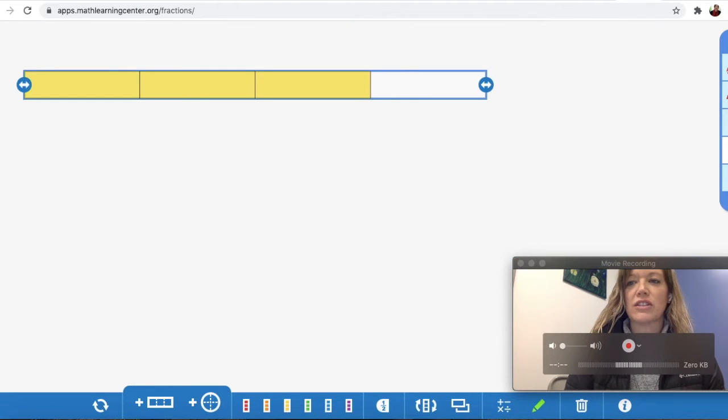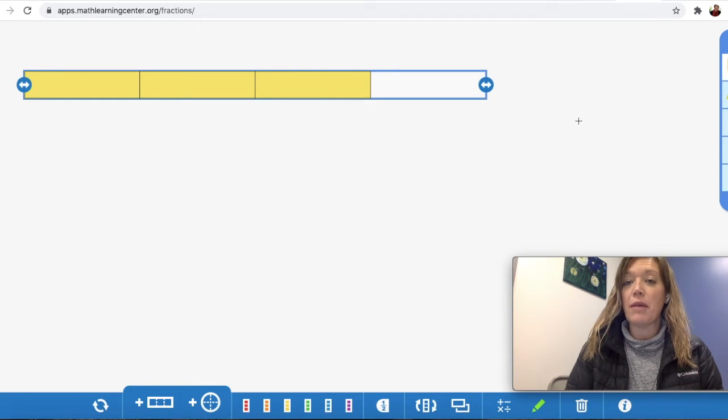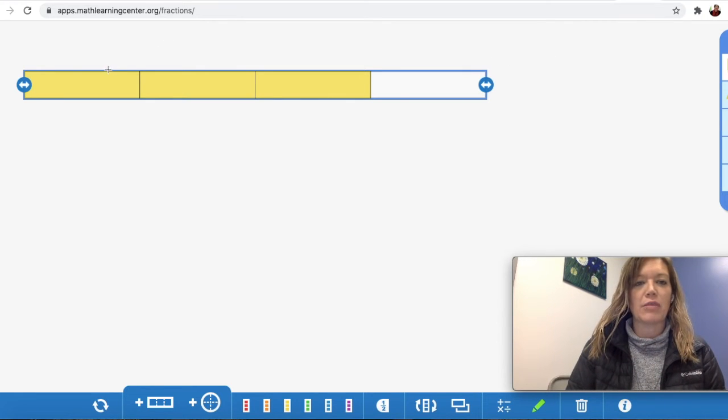If I wanted to share this written as a number, a special way that we write a fraction is a number over top of another number. We do this because the top part of the number shows how many of the parts we're talking about. Right now in this bar, we have 3 parts that are shaded in. That's my numerator that goes on the top.